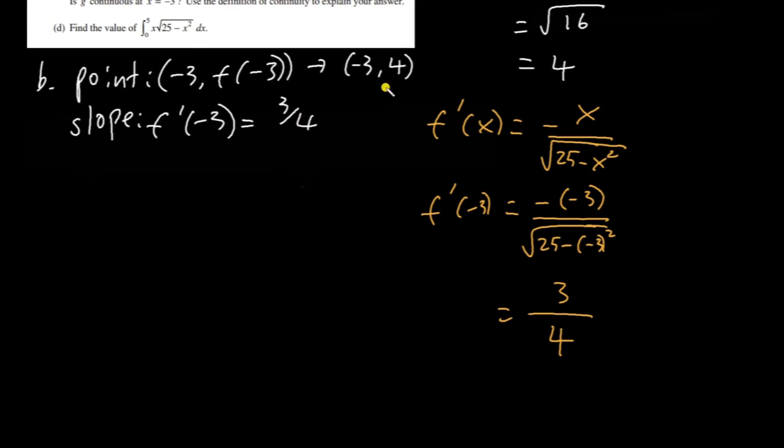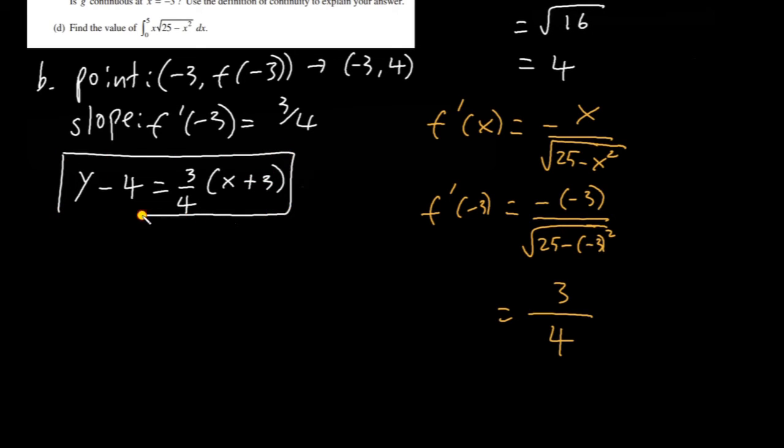Now that we have the point and the slope, we can put this together. In point slope form, we have y minus y1, so y minus 4, equals the slope, which is 3/4, times x minus x1, it's x minus negative 3, so it's x plus 3. And that is the equation of the tangent line. This is a 2-point question, 1 point for correctly finding the value of f prime of negative 3, and the second point for the correct equation of the tangent line.